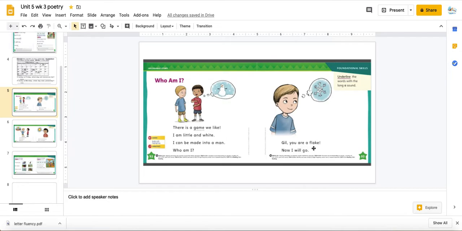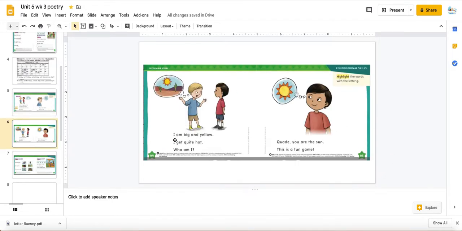Gil, you are a flake. Now I will go. I am big and yellow. I get quite hot. Who am I? Quaid, you are the sun. This is a fun game.